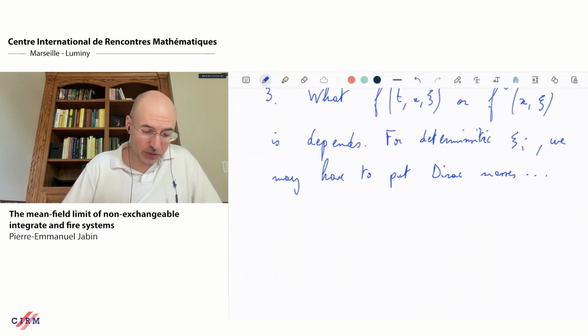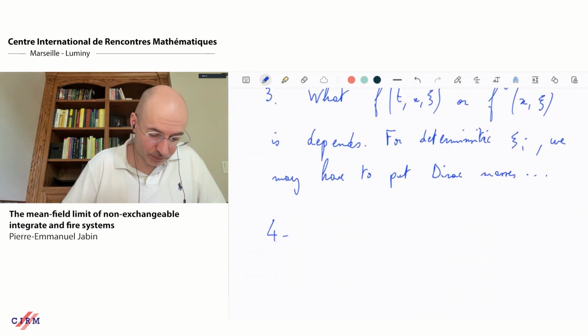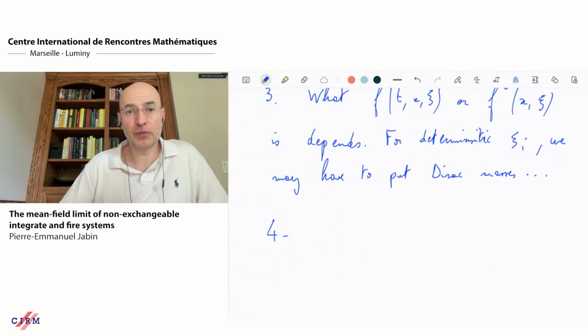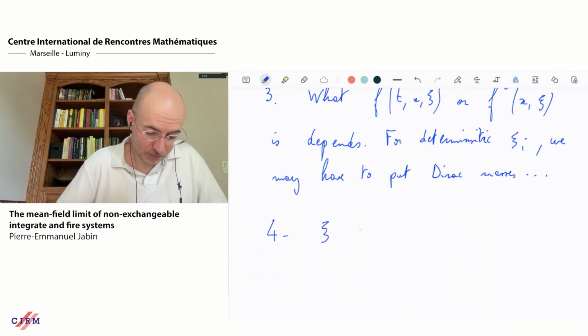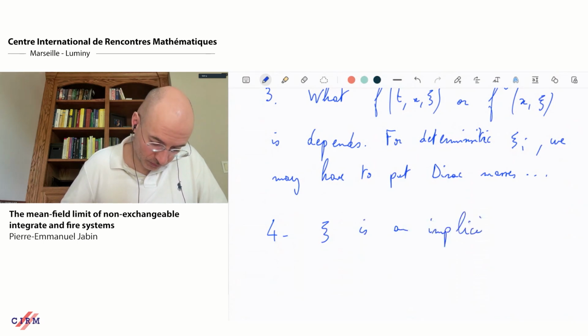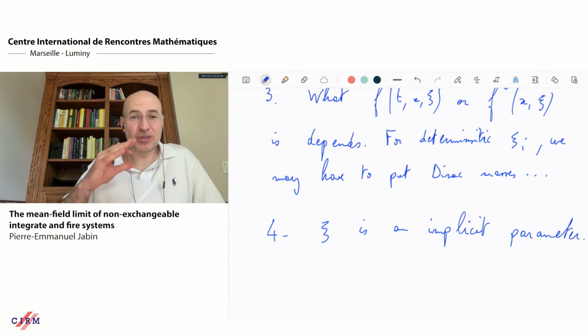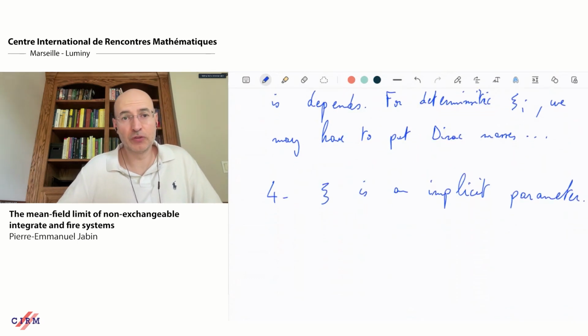And this leads me to a fourth point, right? The psi is an implicit parameter. This is going to play a major role in the rest of this presentation. So I'm going to take 2 minutes here to explain in detail what I mean by that.